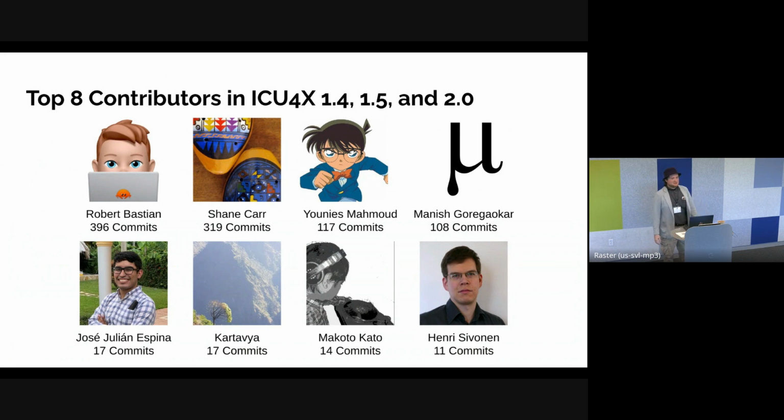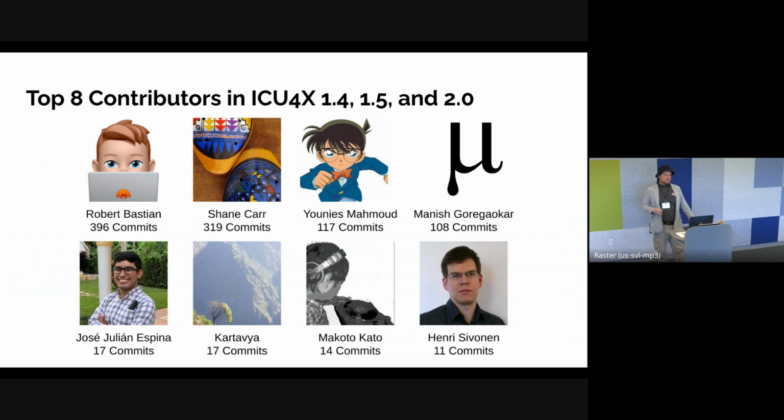Manish has 108. Jose Julian did a lot of work on the plural rules crate, as well as some other work on the datetime and time zone crates and the calendar crate. He had 17 commits. Cartavia, who was a Google Summer of Code contributor, did a lot of work on the datetime formatter, the duration formatter, had 17.